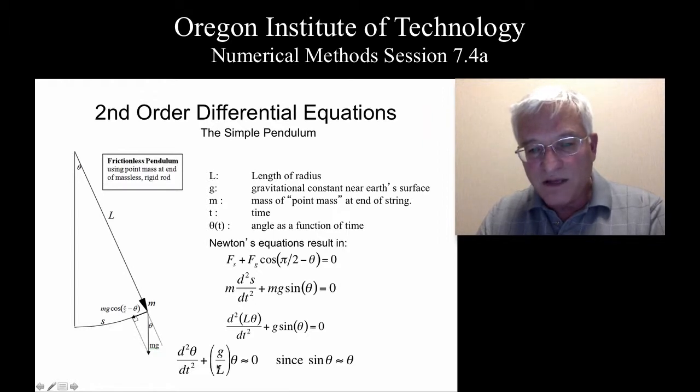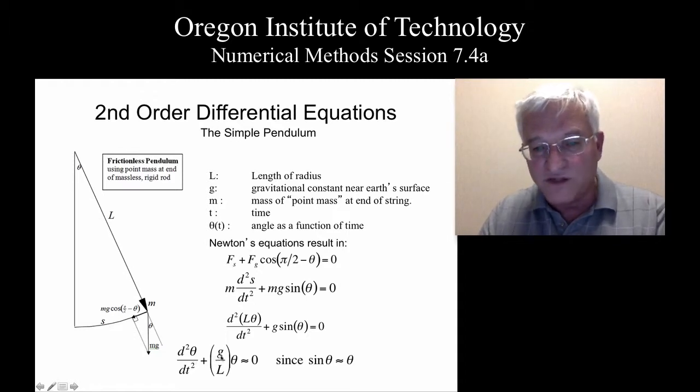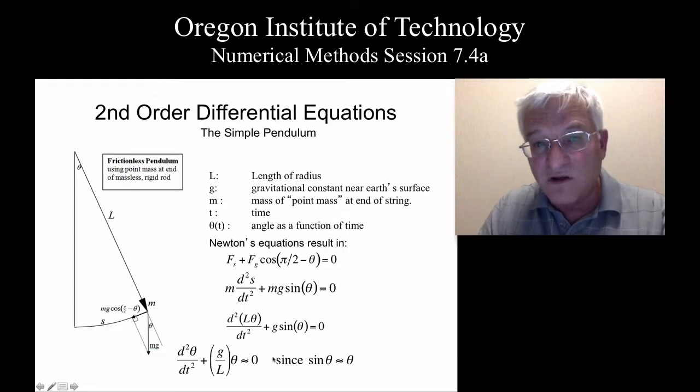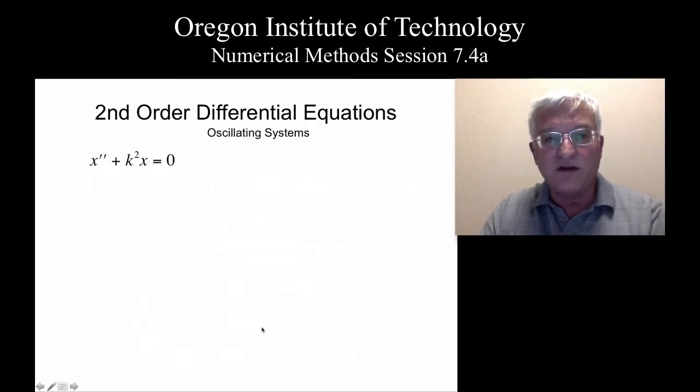So this now becomes the equation of interest. We have a second order derivative of theta, we have a constant, which we'll call k squared just for convenience, and we have our theta variable. So this is second order linear with constant coefficients. We know how to solve that problem, so let's go ahead and go after it.